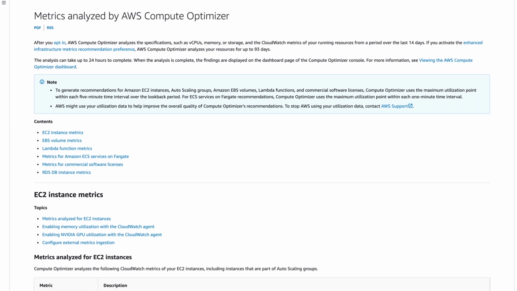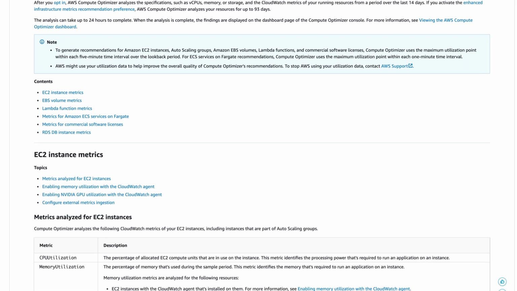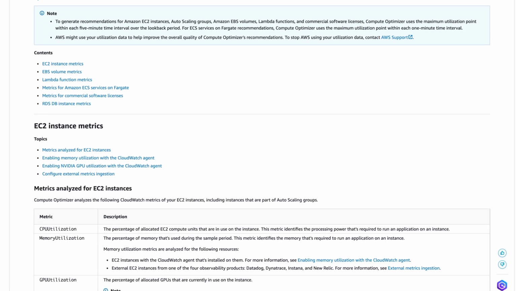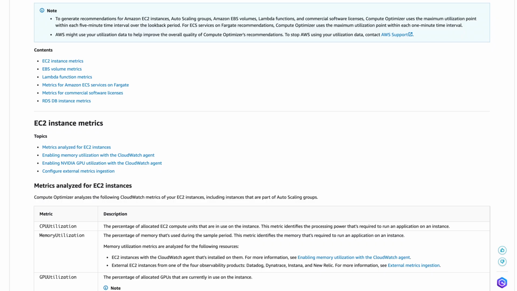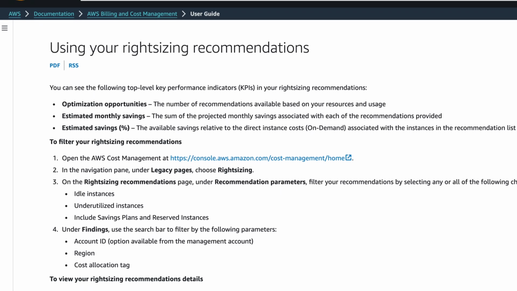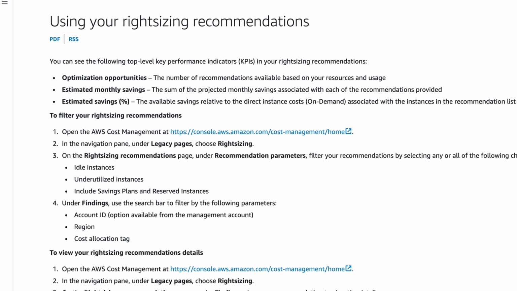So Compute Optimizer is going to analyze the available EBS CloudWatch metrics of your current volumes that are attached to EC2 instances, and then make these recommendations. And these recommendations can help you decide whether you need to upsize, so that's increase the IOPS or maybe increase the size of your EBS volumes, and also downsize your EBS volumes.